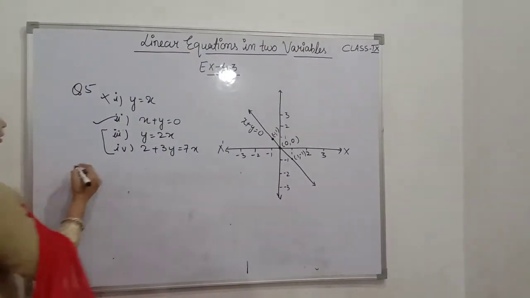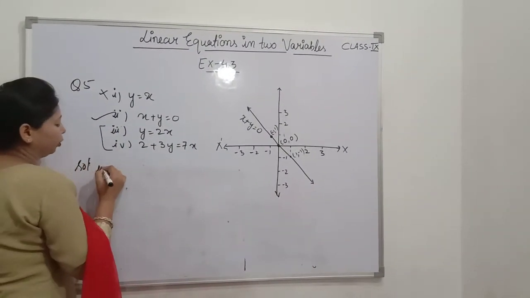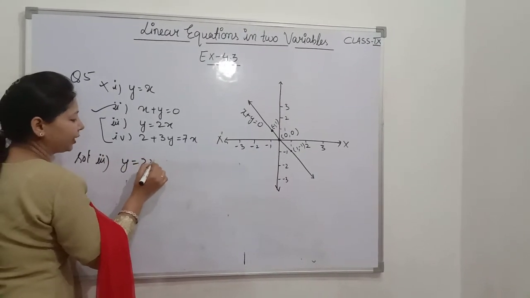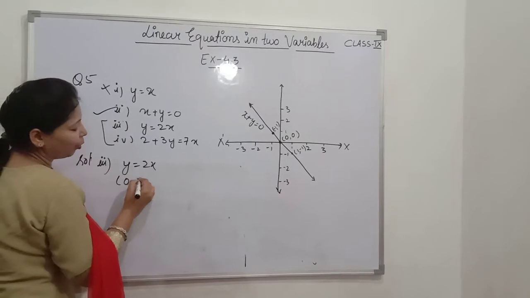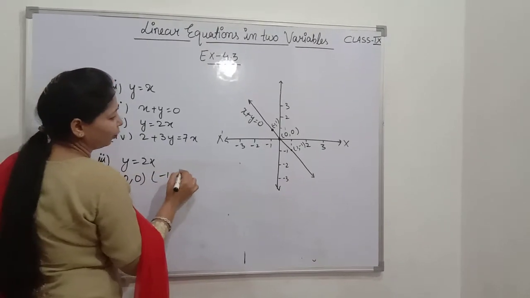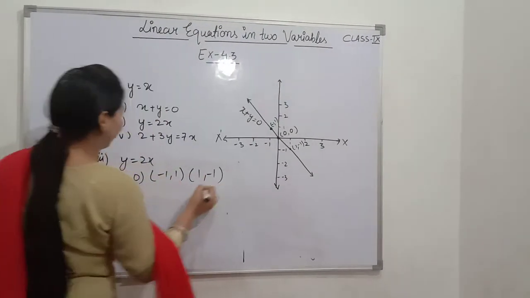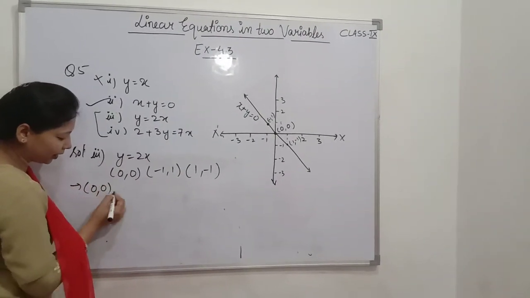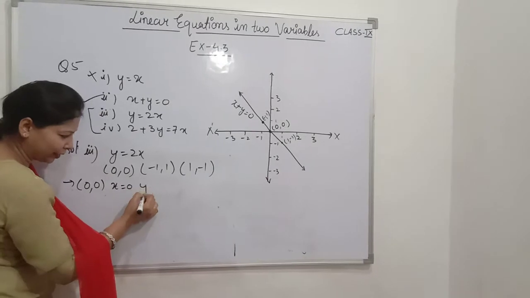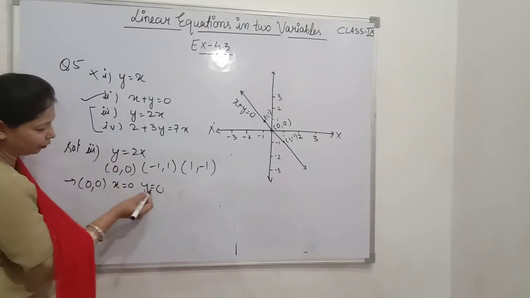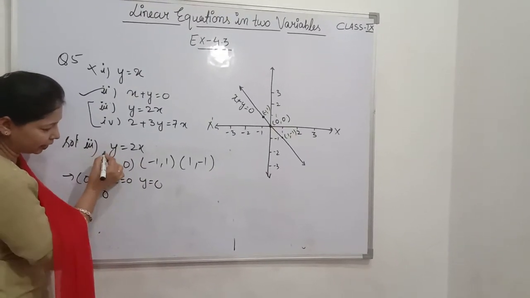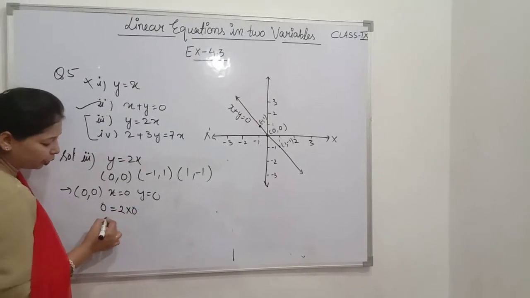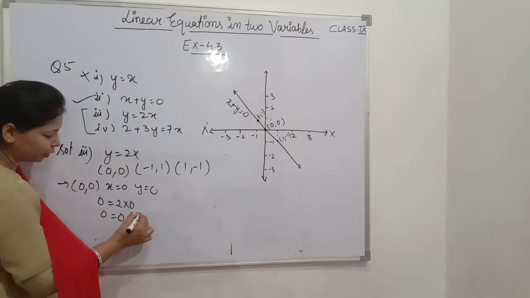Now the third equation is y is equal to 2x, and we have the same points: 0, 0, minus 1, 1 and 1, minus 1. Let us check. The first point is 0, 0. In this case we have x is equal to 0 and y is equal to 0. Substitute it. LHS is 0 and the right side is 2 into 0, so again 0, 0. Yes, it's satisfied.